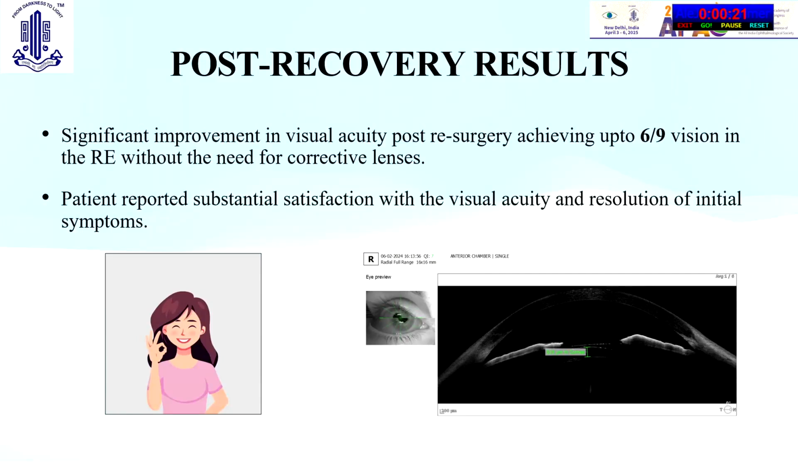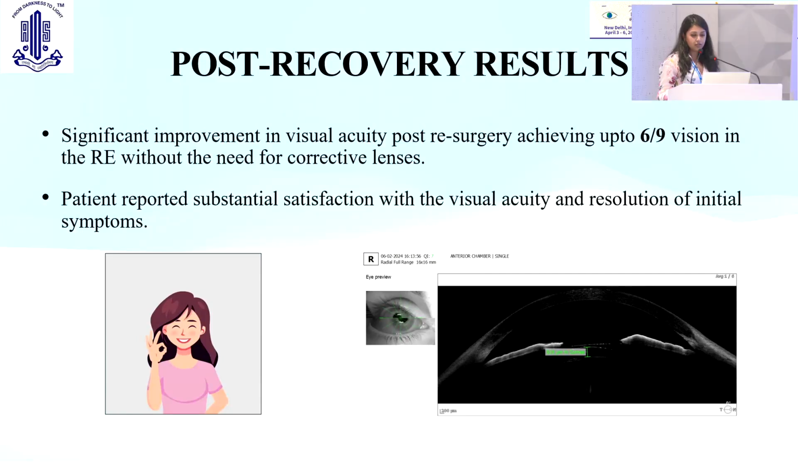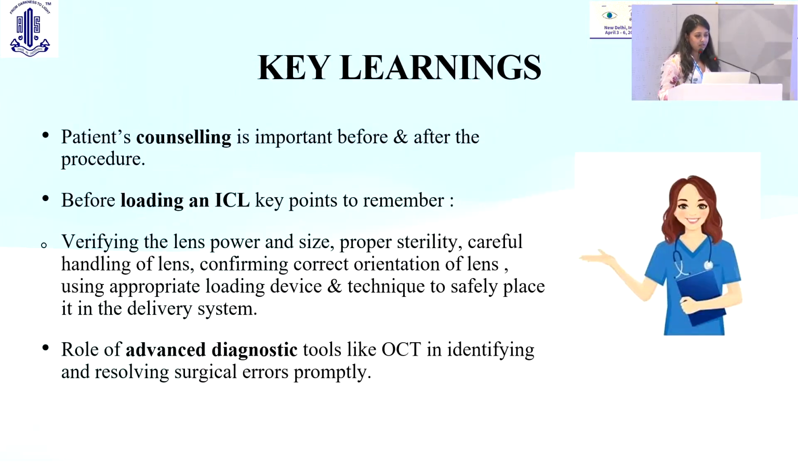Post-recovery results included significant improvement in the visual acuity, achieving up to a vision of 6 by 9 in the right eye without the need for corrective lenses. Patient reported substantial satisfaction with visual acuity and resolution of initial symptoms. Key learnings from this case include that patient counseling is very important before and after the procedure. Before loading an ICL, key points to remember would be verifying the lens power, size, proper sterility, careful handling of the lens, confirming correct orientation of the lens using appropriate loading device and technique to safely place it in the delivery system. Role of advanced diagnostic tools like OCT in identifying and resolving surgical errors promptly.